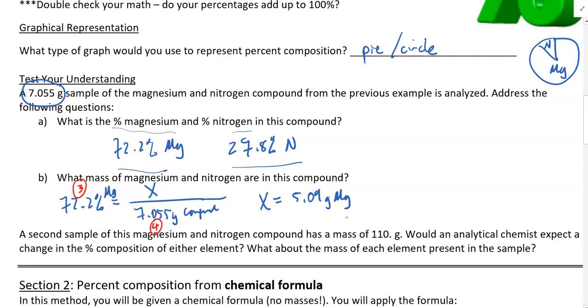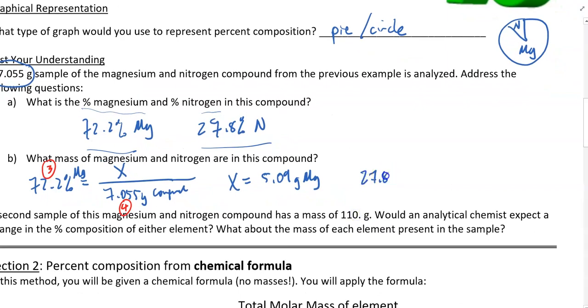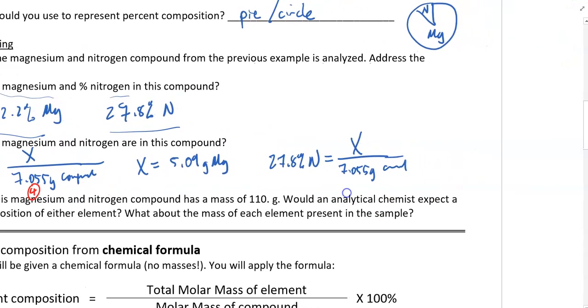And at this point, again, you have two options. We can go ahead and take nitrogen and reapply that formula. So we can do the whole setup of 27.8% nitrogen equal to X of nitrogen divided by the 7.055 grams of compound, and then solve for X. Alternatively, you can take the total of 7.055 minus the 5.09. Either way, that'll get you the same answer of 1.97 grams of nitrogen. And that's basically how that works, right?